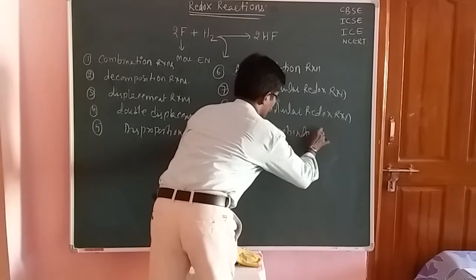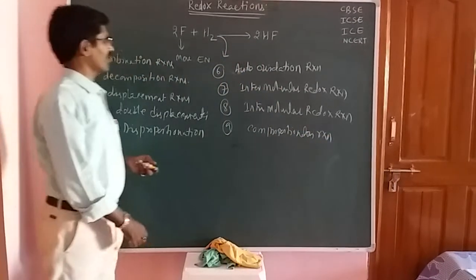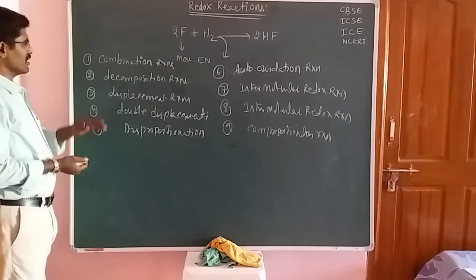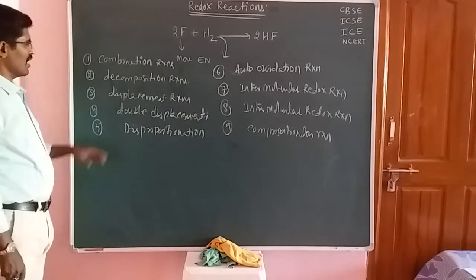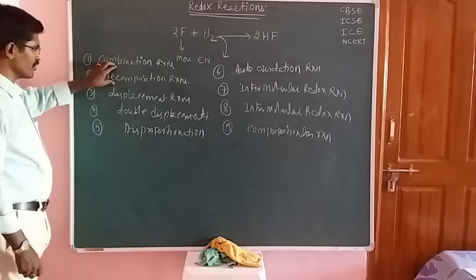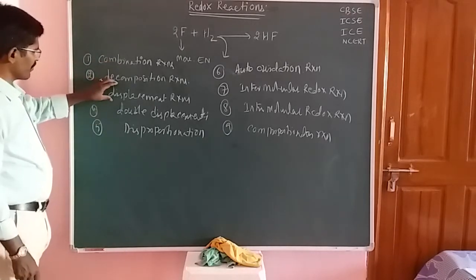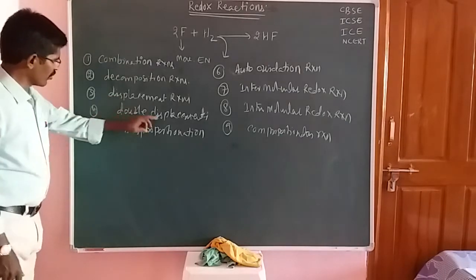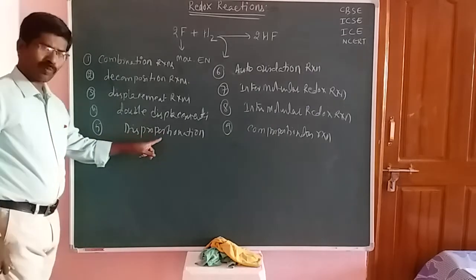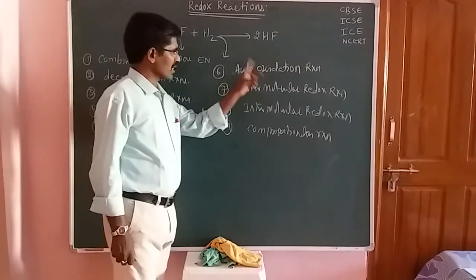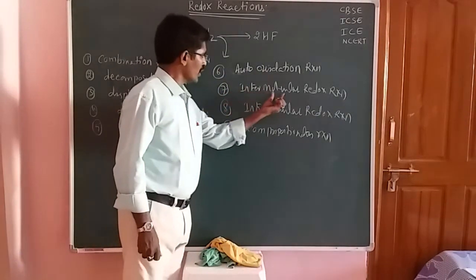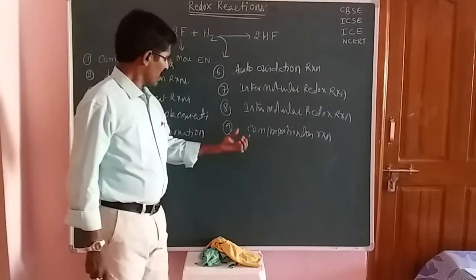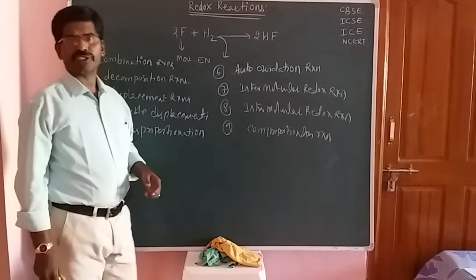Comproportionation. Okay, students, these are the types of redox reactions. The first one is combination reactions, the second is decomposition reactions, and next is displacement reactions, then double displacement reactions, disproportionation reactions, auto-oxidation reactions, intermolecular redox reactions, and intramolecular redox reactions, and the last one is the comproportionation reaction.